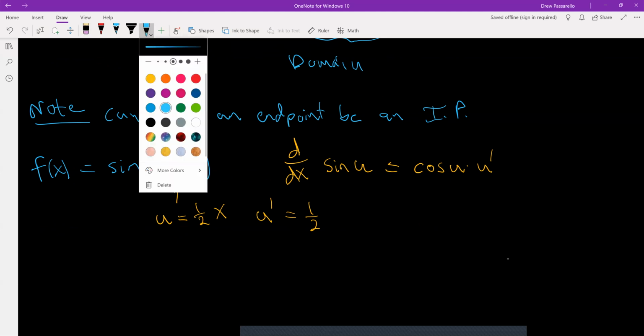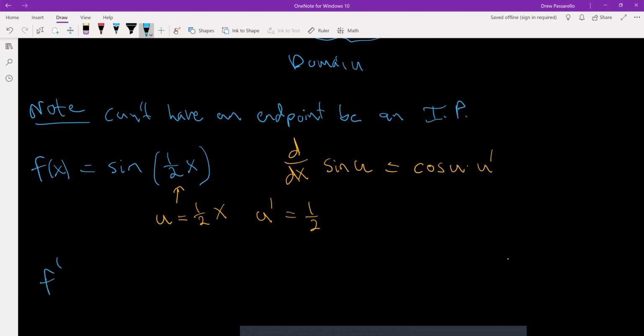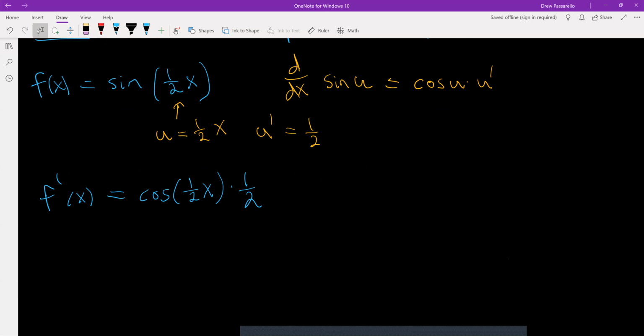So the derivative f prime of x: the outside function sine turns into cosine, and then the same argument, 1/2 x, times 1/2, because u prime is 1/2. So you could just go ahead and put the 1/2 in front. Okay, so this is the first derivative.